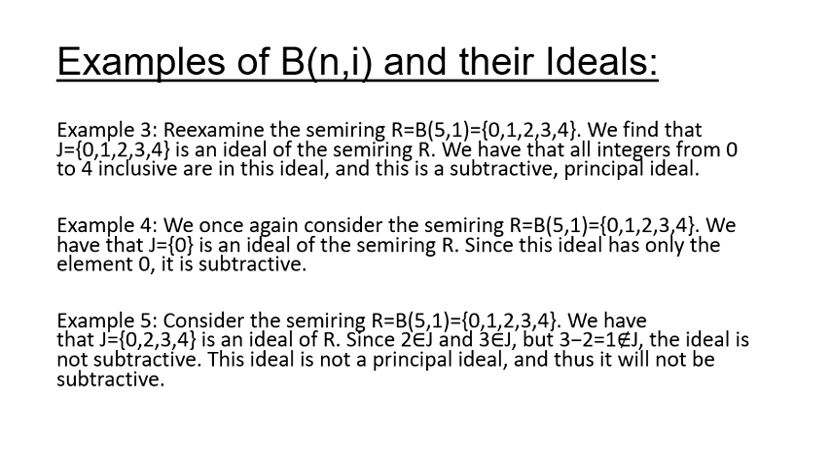J equals {0, 2, 3, 4} is an ideal. 2 is an element of J and 3 is an element of J, but 3 minus 2 equals 1 is not an element of J. So the ideal is not subtractive.